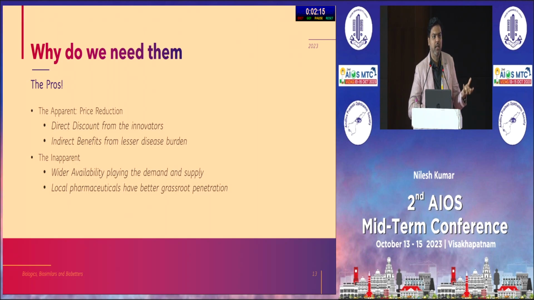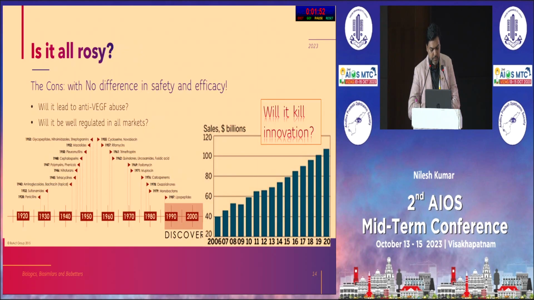So socio-economically, the patient is growing, the disease burden is less. The inapparent benefit is wider availability and the local pharmaceutical having better approach. Like I am practicing in a tier 2 city, Novartis came to me 2 times in the last year, Allergan came 1 time, but the local Lupin and Intas are visiting me every month. So they are giving me greater grassroots penetration also.